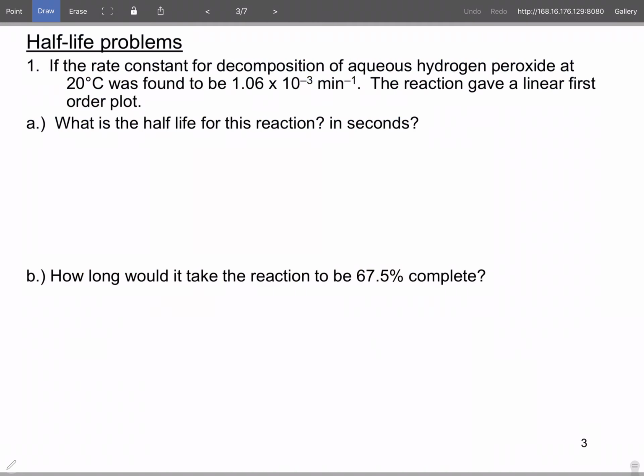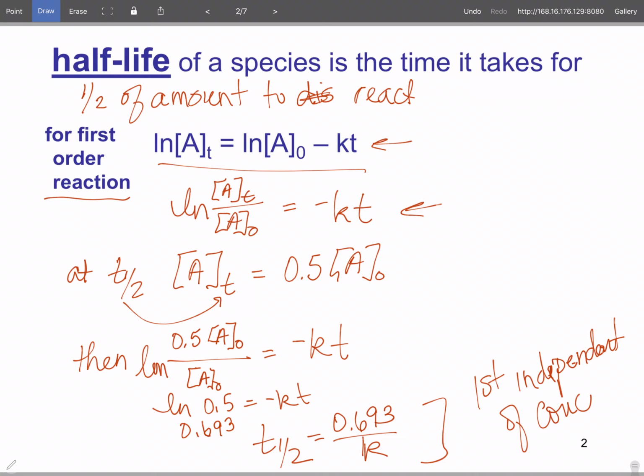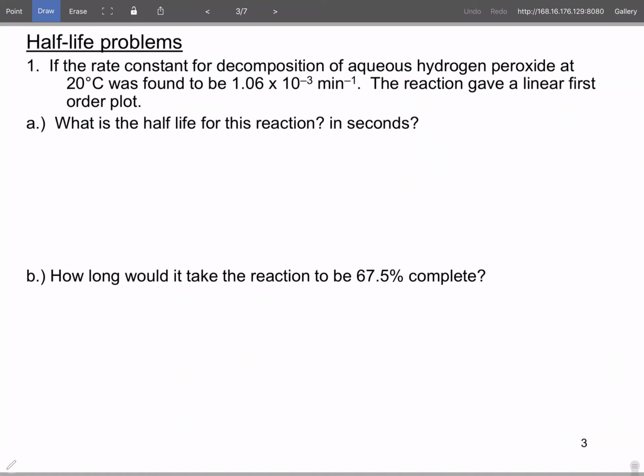If we look at second order, and I pulled the slide, y'all should have it, but if you look at the half-lives for zero order and second order, they are both concentration dependent. The only one that is not is first order. Those are the most common. When we work a second order later, I will pull the equations off the sheet. Okay, so here's our first problem.